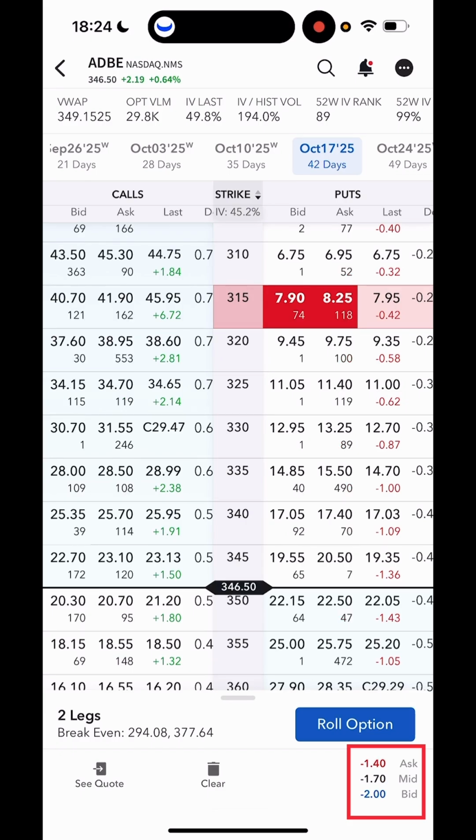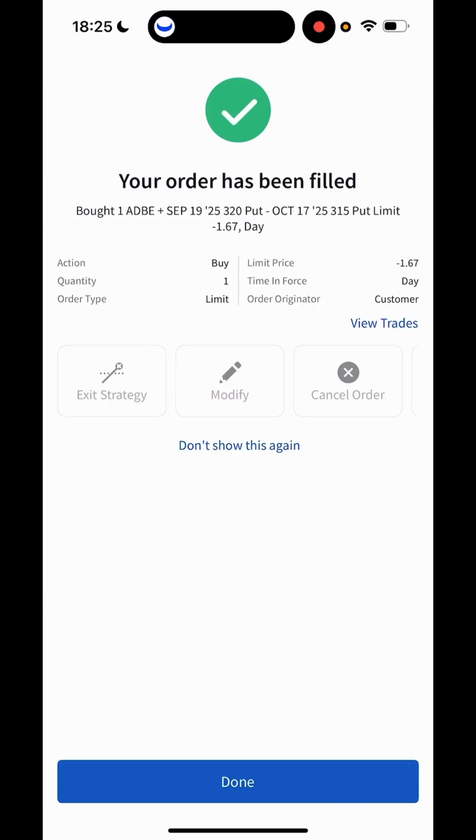But in saying that, I also can actually pick up the shares and get assigned, because I do like Adobe for the long term, and it has been a stock that's been hammered. And that's why I love selling puts on low valued companies that I think are going to progress well over the long term. I had a little play around with the mid price, and I eventually got filled at $1.67.